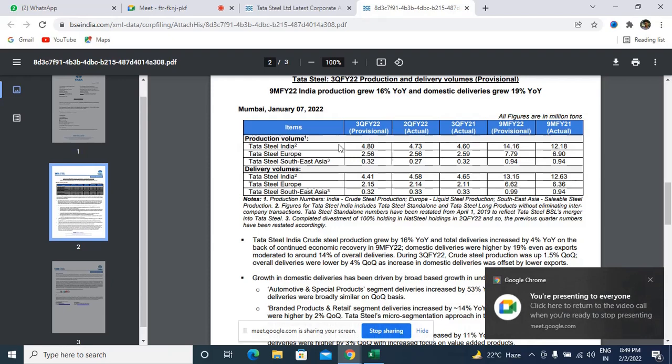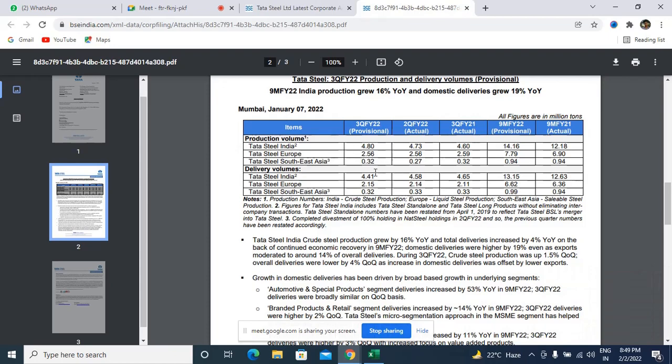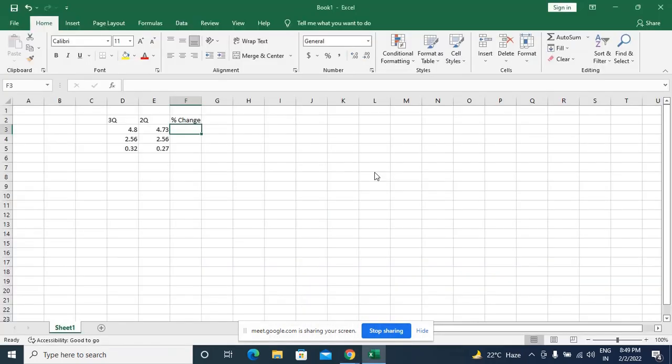So this is the production volume for Tata Steel India. This is for the third quarter. This is for the second quarter. So just copy all this data and put it in your Excel sheet like that. It should be more presentable, right? So do it.